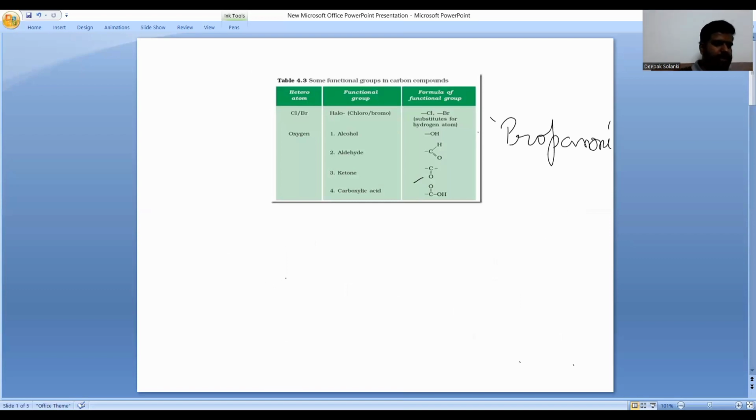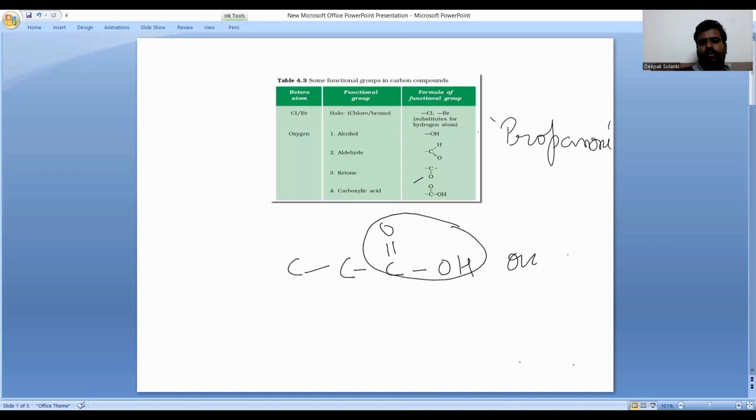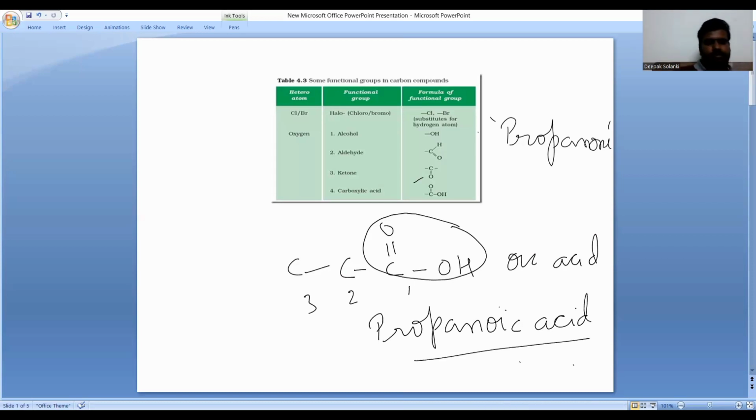For carboxylic acid, I am writing C single bond C single bond C, double bond O, and OH. This functional group is carboxylic acid, and we will write "oic acid". What will be the name? 1, 2, and 3 carbons, so prop, oic acid. We will exclude the E again. So its name is propanoic acid.